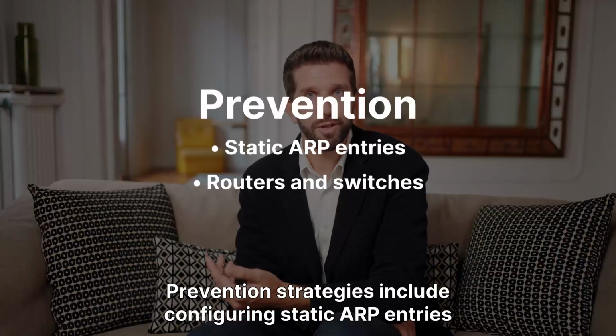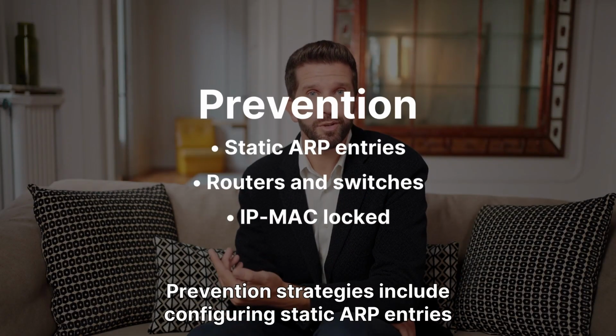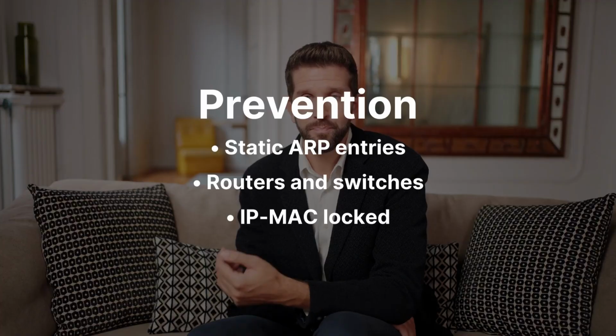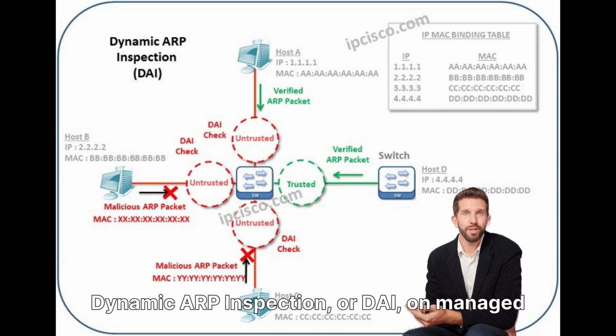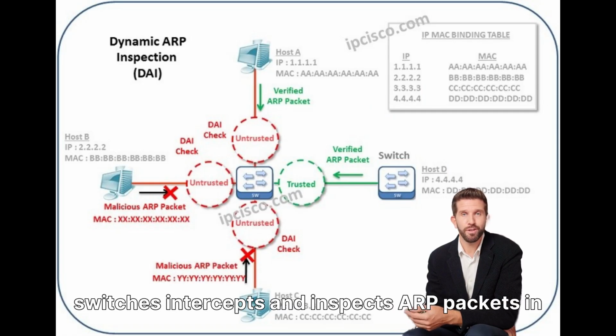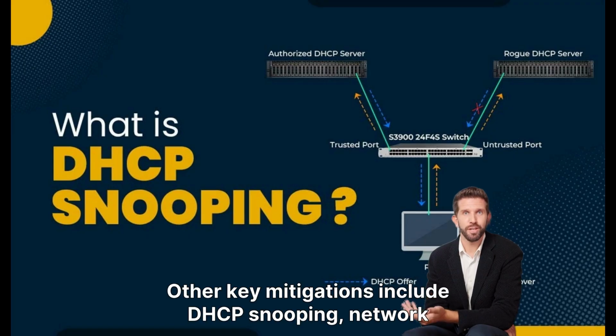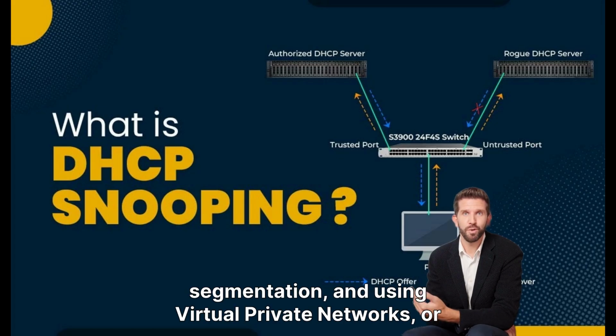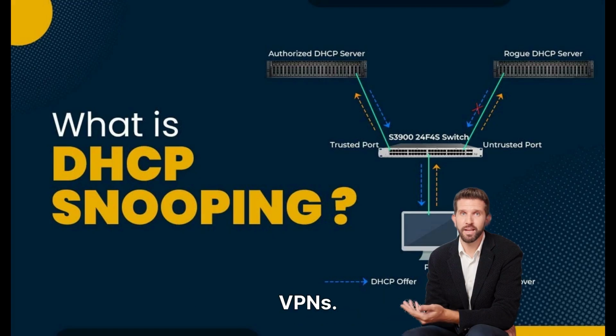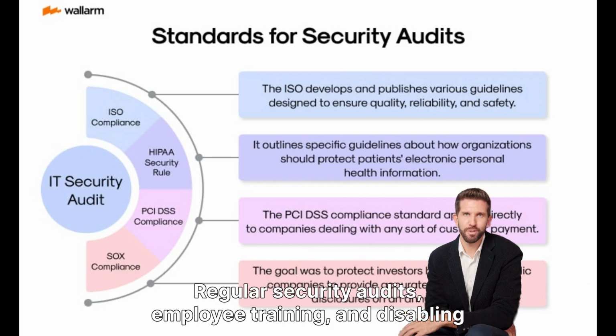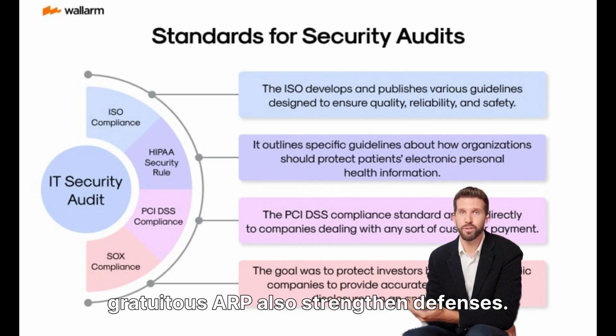Prevention strategies include configuring static ARP entries on routers and switches. Dynamic ARP inspection, or DAI, on managed switches intercepts and inspects ARP packets in real time. Other key mitigations include DHCP snooping, network segmentation, and using virtual private networks or VPNs. Regular security audits, employee training, and disabling gratuitous ARP also strengthen defenses.